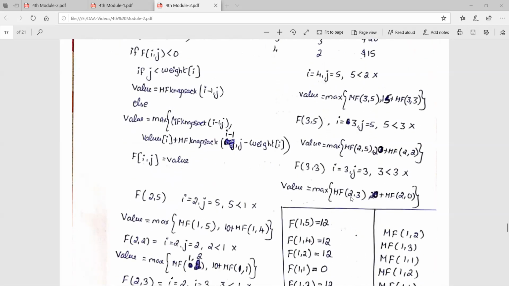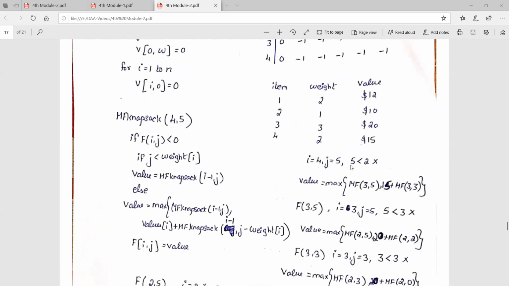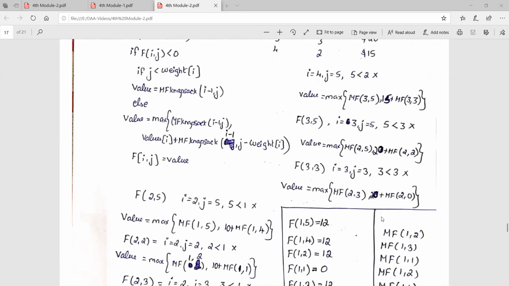So now what you have to do, i minus 1 comma j, that is 2 comma 3, plus profit of the third object. Profit of the third object is 20. So 20 plus, i minus 1 will be 2. Okay. Here j minus wi. j value will be 3. wi value will be 3. So 3 minus 3, it will be 0. Okay. So now here also we won't get the value. Okay. So now again you have to calculate for 3 comma 3.